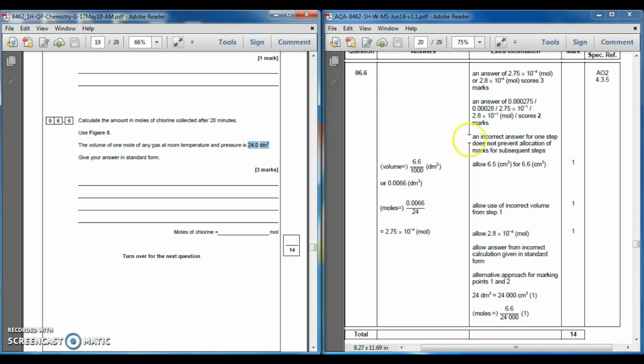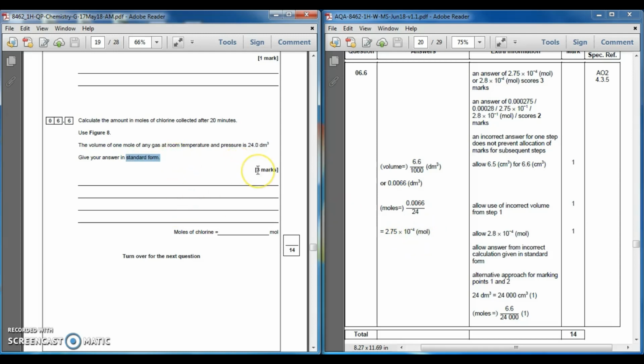So we get our 6.6 and we divide that by 1,000, and that gives us 0.0066 decimetres cubed. And I can't remember anyone doing that to get full marks on this. So that's where your extra mark would have come from. But then, if you find out how many 0.0066 decimetres cubed fit into the 24, you can find out how many fractions of a mole you've got. So in this case, if you put that in the calculator, 2.75 times 10 to the minus 4, because it says give your answer in standard form.